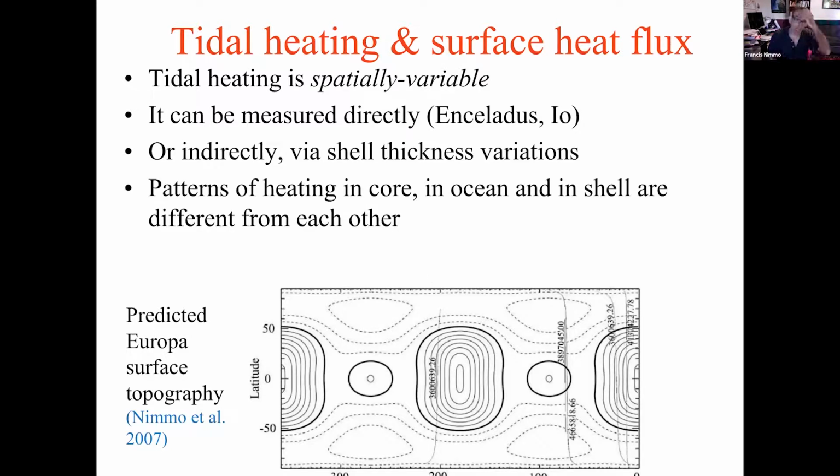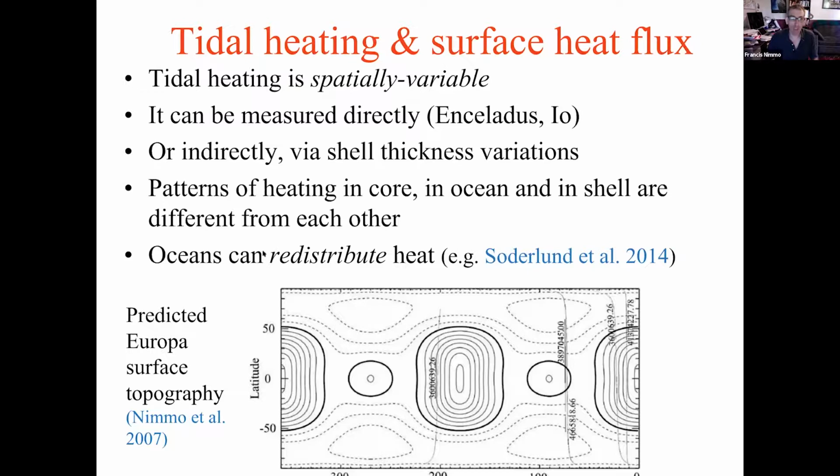An interesting result is that if you have tidal heating in the shell, that gives you this pattern. But if you have tidal heating in the ocean or in the core, you'll get a different pattern. So if you can get the pattern, then that might tell you where the tidal heating is actually happening. But there is, of course, a complication, which is that the ocean is probably rather good at redistributing heat. So if the ocean redistributes heat from the core, then you can't necessarily use the pattern of heat flux that you get to tell you about what the core is doing.